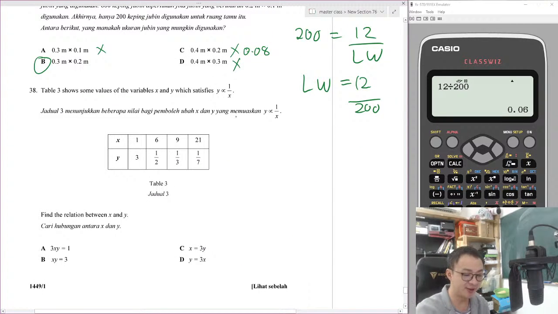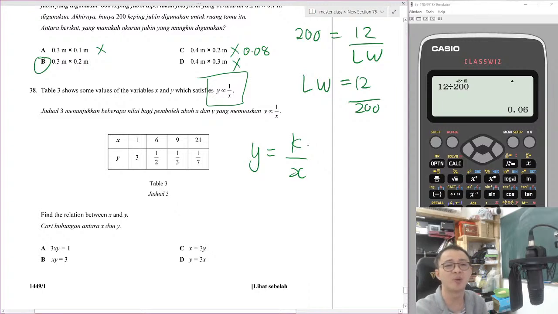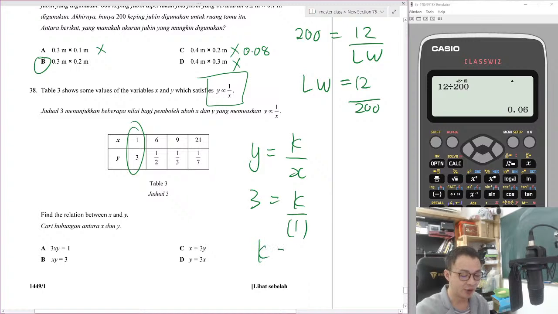Alright, this one is the equation. This is in the relationship. We change to equal, add a K on the top. K is always on the top of the fraction, so you don't need to worry. Take any number you want. Let's say I take this one. Y is 3, X is 1. So K will equal 3, isn't it?